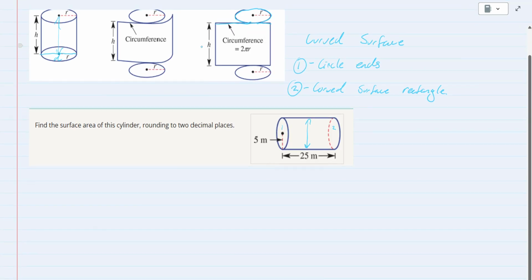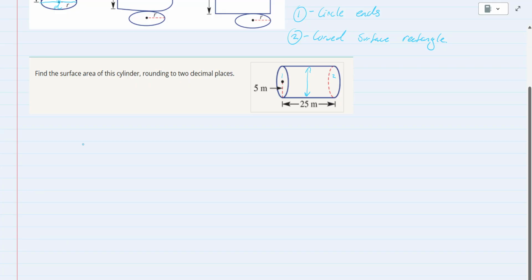So there's our net, as you can see. Here is our question, and for the surface area of a cylinder, we have a formula that is broken up into two parts. We have two circles here. So we know the area of a circle is found by multiplying pi times the radius squared. Pi r squared is the area formula for one circle. We have two circles. So it's going to be 2 times pi r squared. That is for the circle ends.